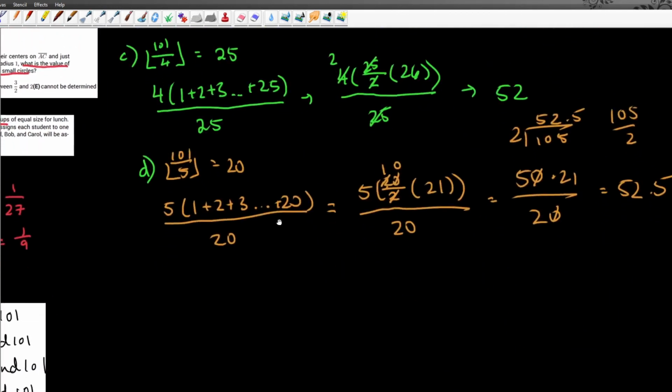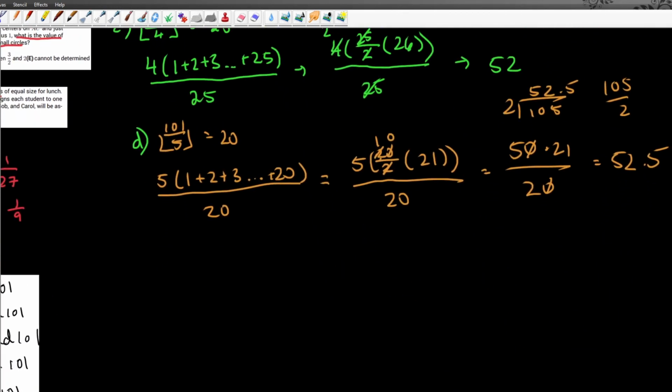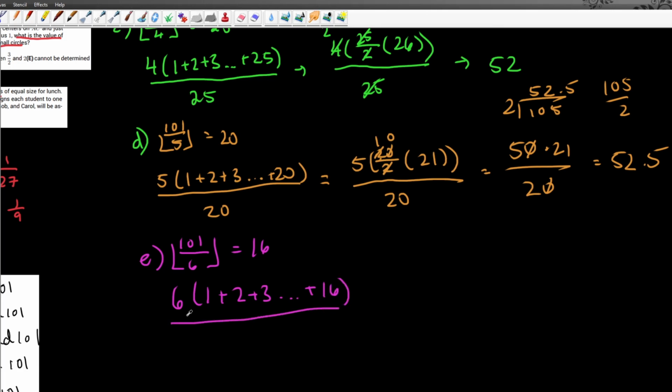Now we're almost there. E, we have to find multiples of 6. E, 101 divided by 6. The floor function gives us 16, otherwise it would be 16.6 repeating, and the 0.6 repeating is not a multiple of 6. So, same process again. 6 times 1 plus 2 plus 3, dot dot dot, all the way to 16. There's 16 total terms.